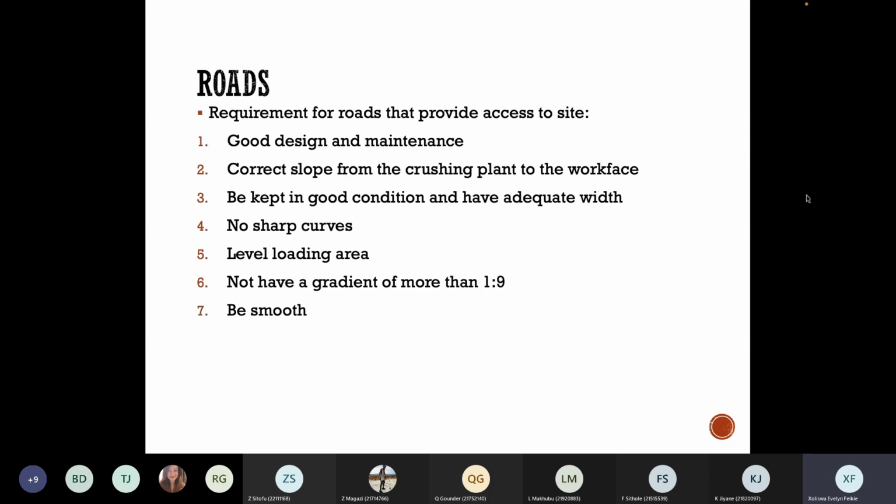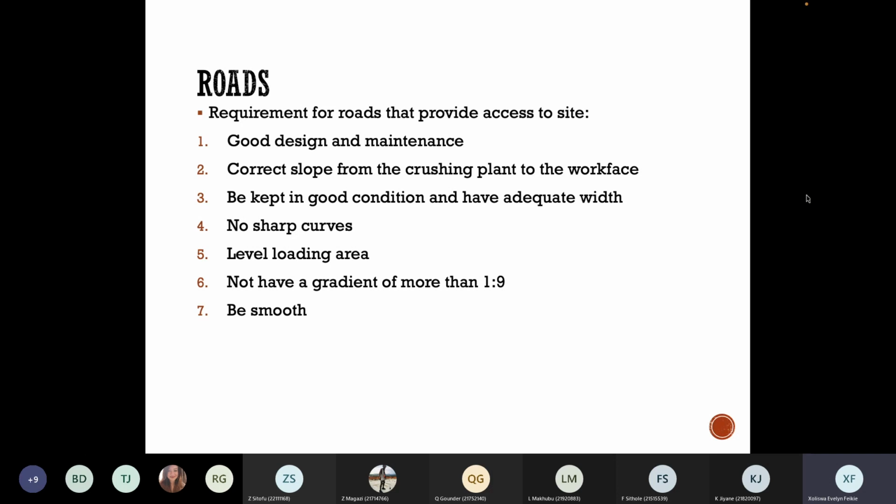So the roads have requirements as well. There are requirements for roads that provide access to site, right? So from the quarry to the site, you will need to have roads that are in good condition. And these are the requirements.